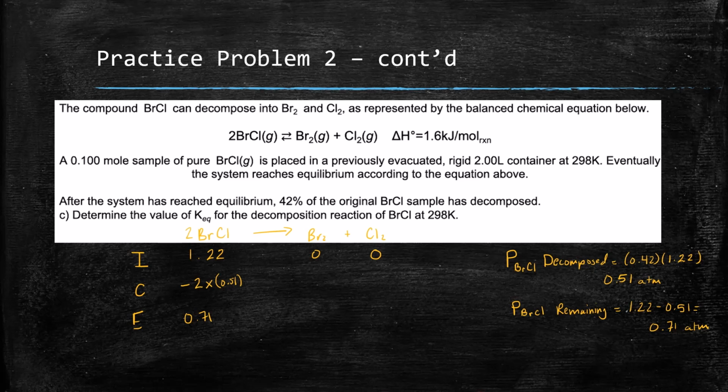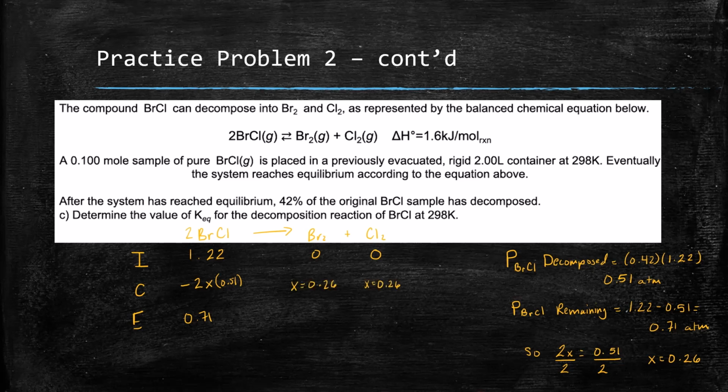So if that's 2x, to find how much Br2 and Cl2 changed, we would have to divide that 0.51 by 2, because Br2 and Cl2 are increasing by half the amount that BrCl is decreasing. And so that's what's a little bit confusing about ice tables sometimes. And so when we divide that 0.51 by 2, we get 0.26.